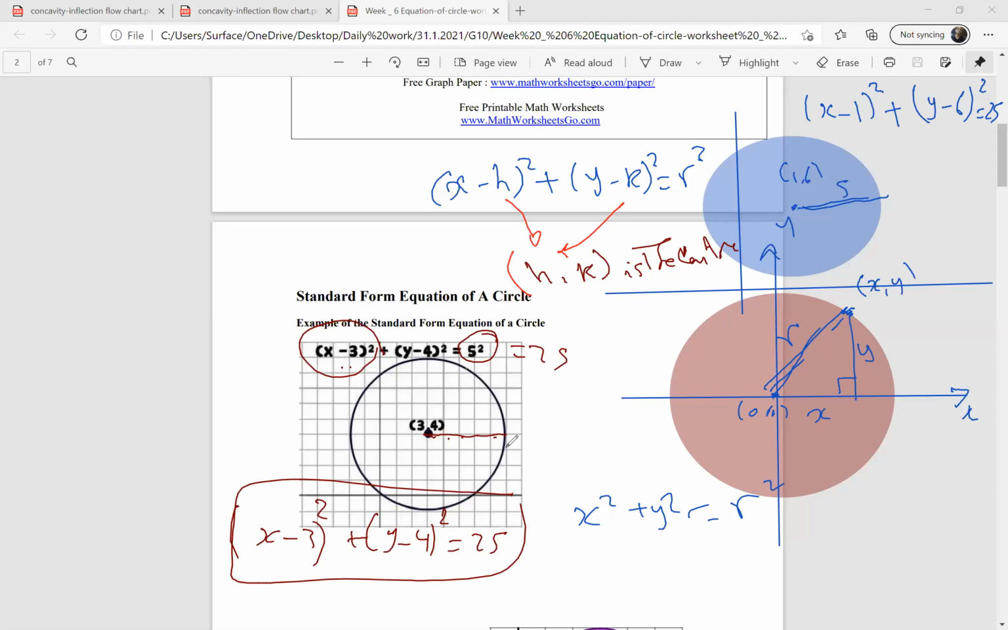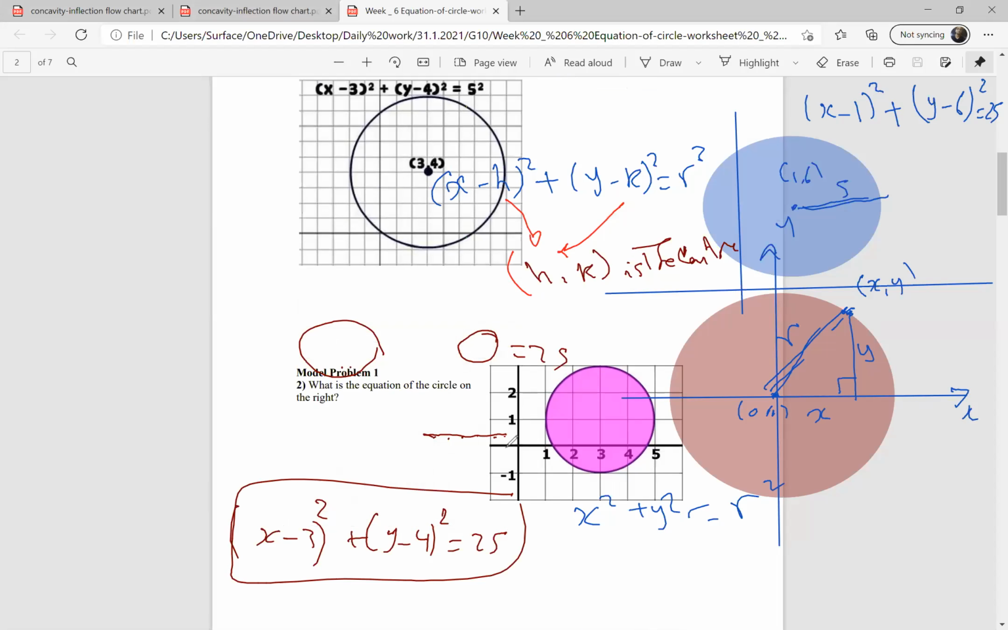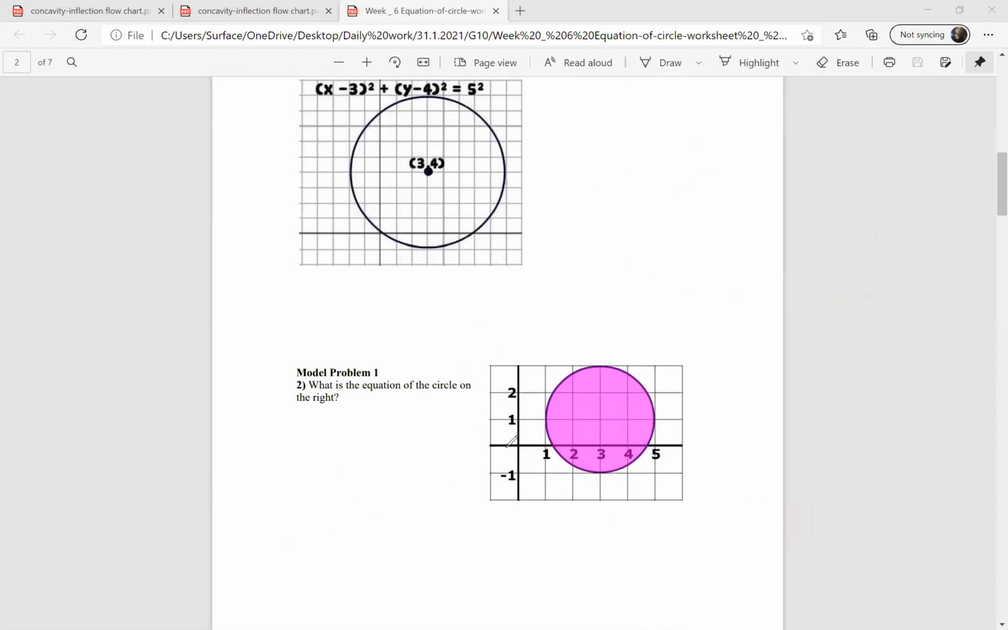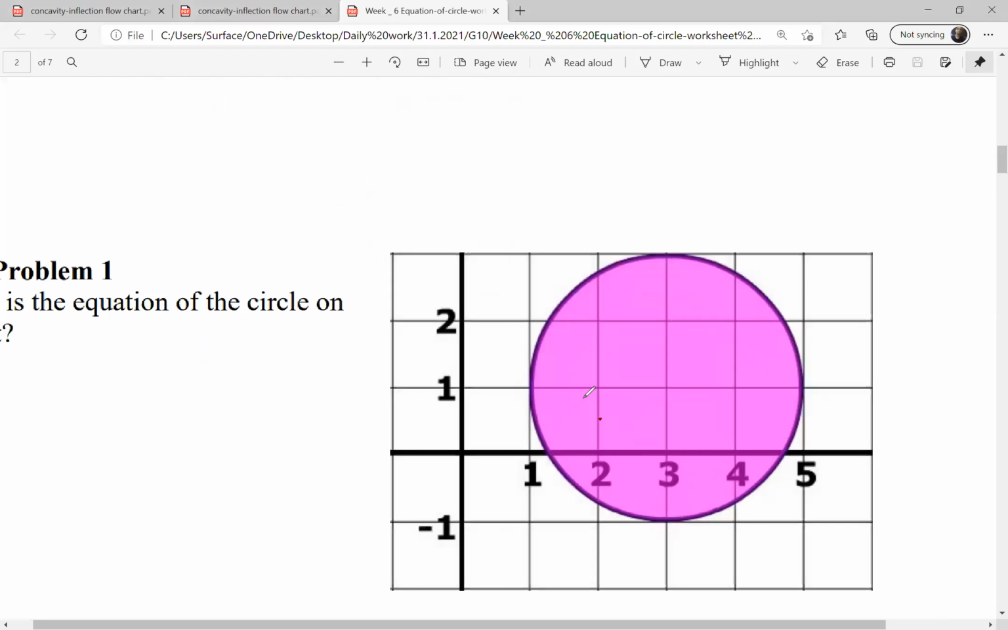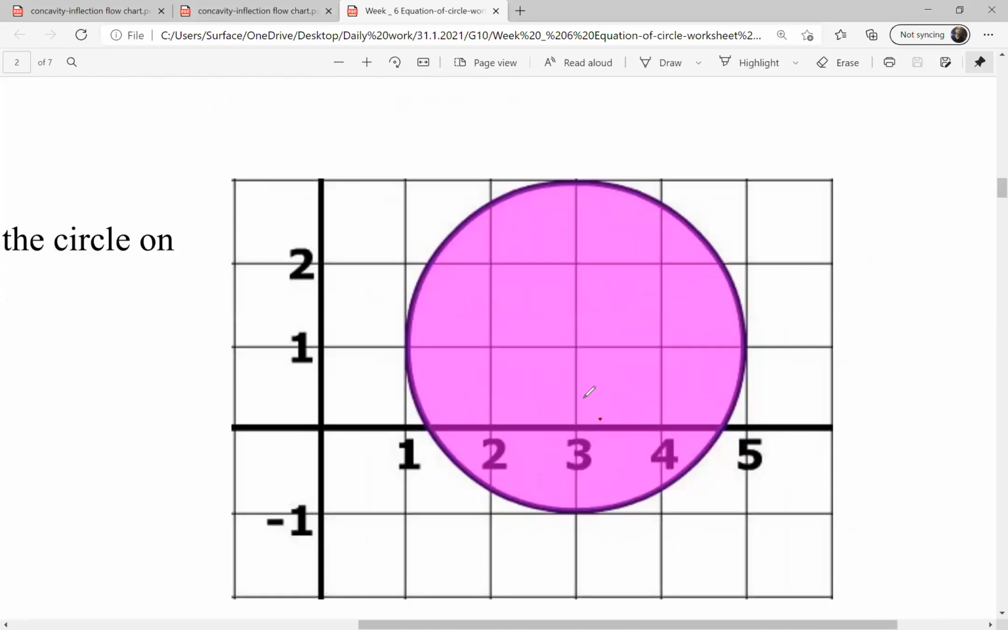Let me check another circle and find the center and the radius. First, we will clear the screen. Okay, this one, let me enlarge it. This is the center. The center will be 1, 2, 3 and 1. This is (3, 1). And the radius is 2.